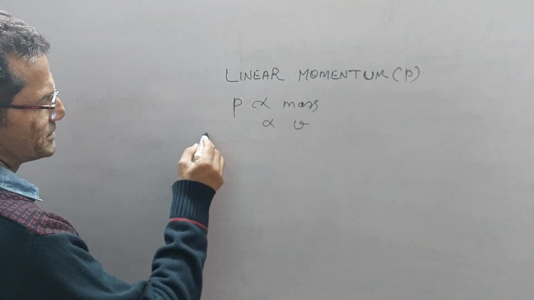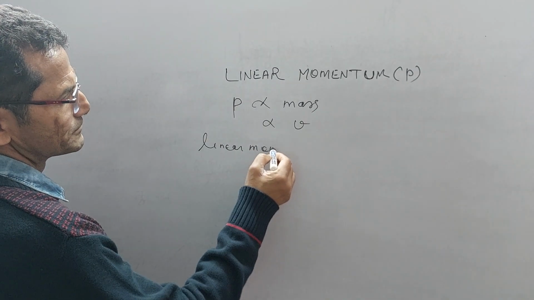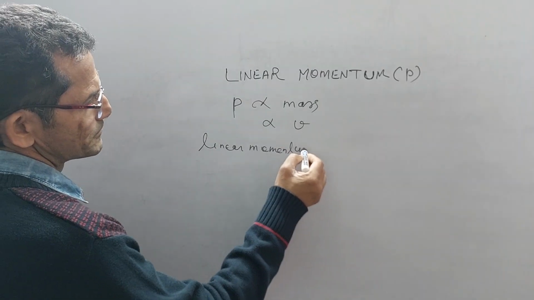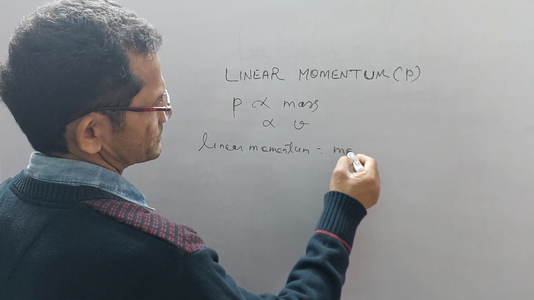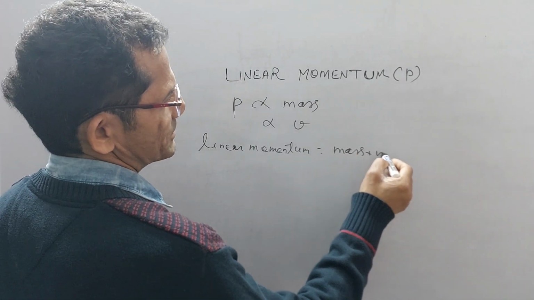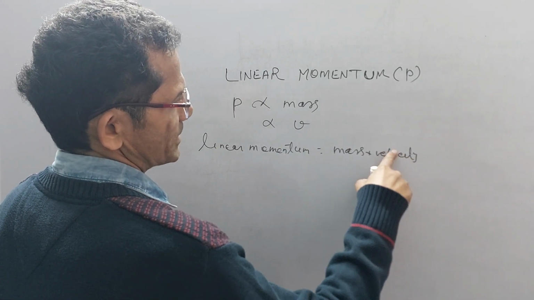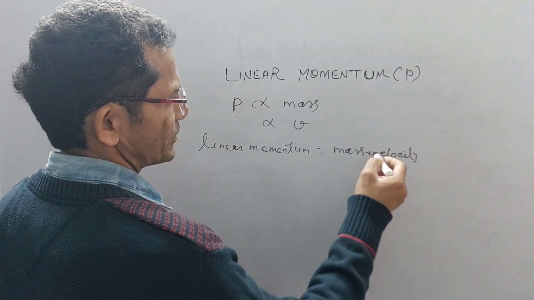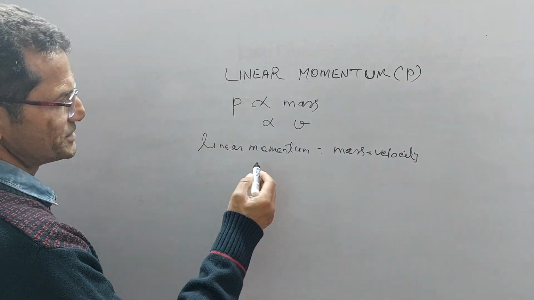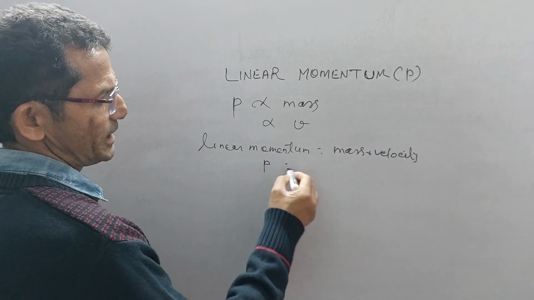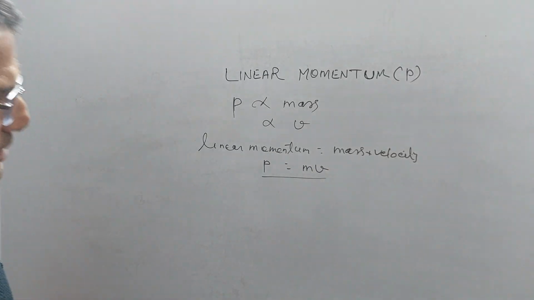Therefore, the linear momentum is equal to mass into velocity. We normally represent linear momentum by p, and p equals m into v. This is our formula. Under this we have one example.